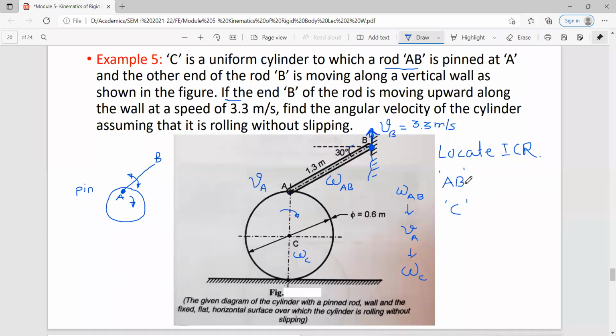We have to find the ICR of rod AB, and later on we have to find the ICR for the cylinder, that is, about which point the cylinder is turning. If you remember, when any object rolls over any surface, then the point of contact is indeed the ICR of that rolling object. Correct?